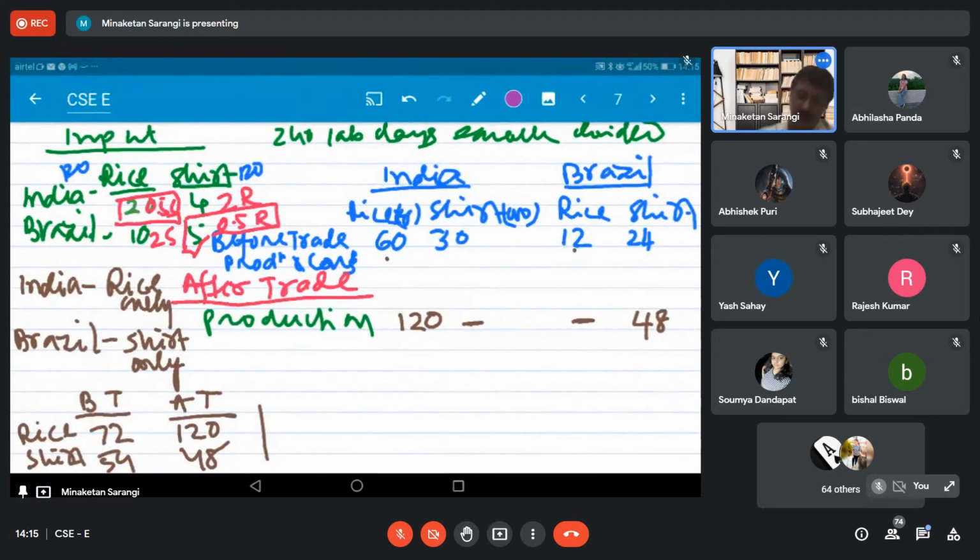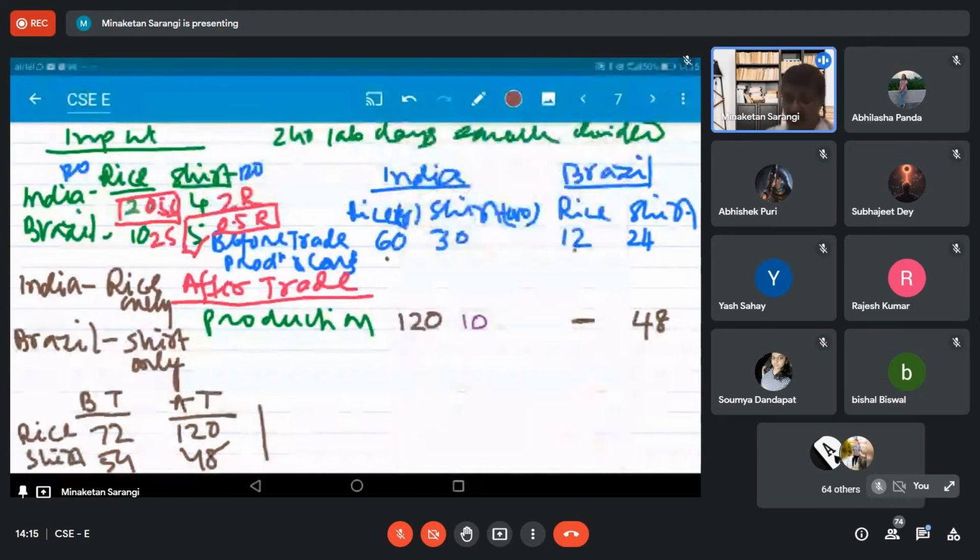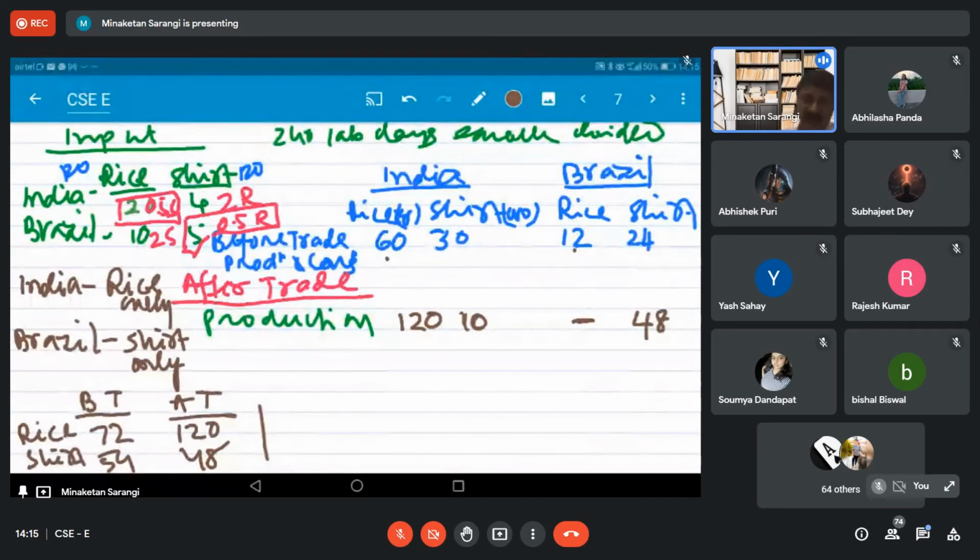Let us assume India will produce 10 units of SAT. You can take 6 units, the minimum requirement, but let us say India produces 10 units of SAT. So total production of SAT will be 48 plus 10, 58, more than the total requirement of SAT before trade. Now, if India produces 10 units of SAT, what is the total production of rice? Total production of rice cannot be 120. It will be less than 120. So how much rice will India produce?